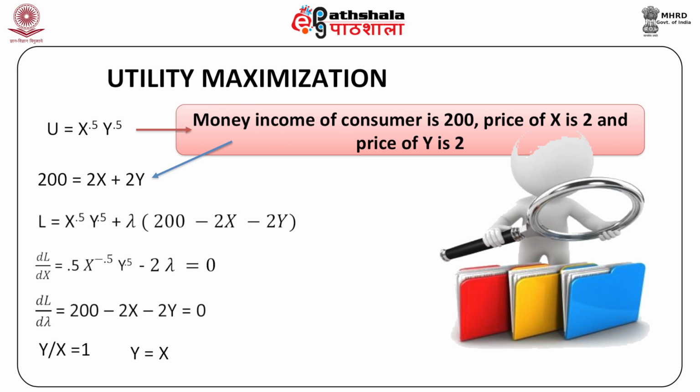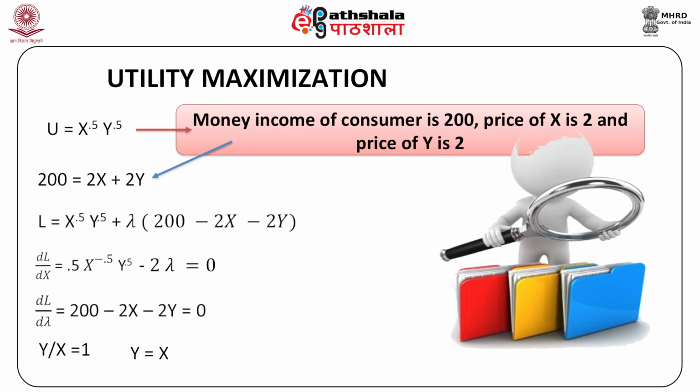Example 1, utility maximization. Let the utility function be U is equal to X raised to the power of 0.5 into Y raised to 0.5. This is called equation 1, where U is utility and X and Y are two goods. Money income of the consumer is 200, price of X is 2 and price of Y is 2. Then the constraint function will be 200 is equal to 2x plus 2y. This is called equation 2.